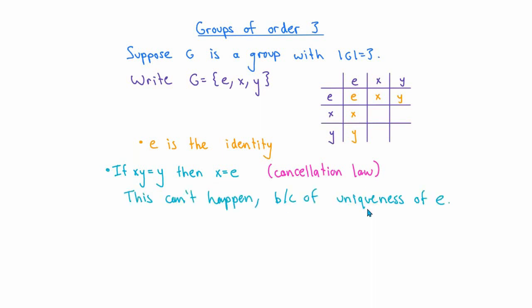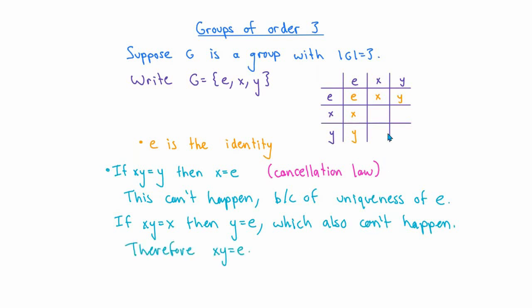But then there would be 2 identities, which we know can't happen because of the uniqueness of the identity that we proved in the previous video. So XY can't be Y. Now, if XY were equal to X, then also by the cancellation law, that would force Y to be the identity. Again, because of the uniqueness of the identity, that can't happen either. There's only one choice left for XY, and it has to be the identity.